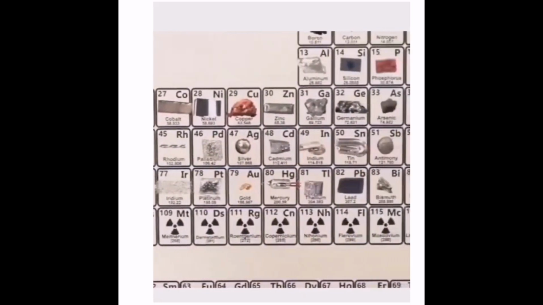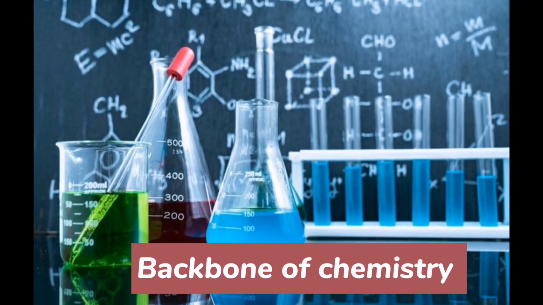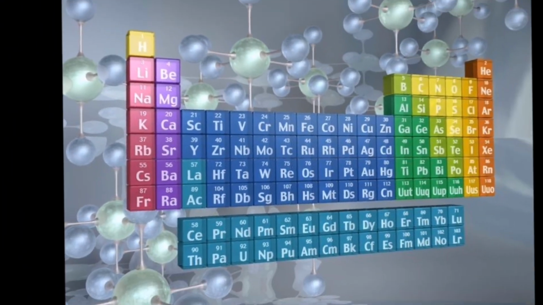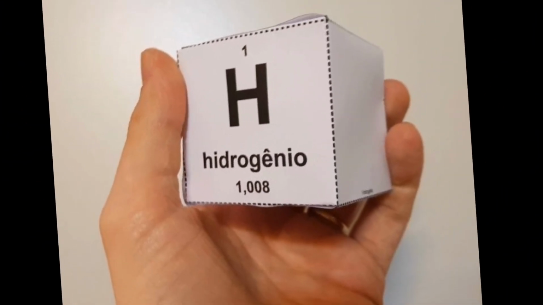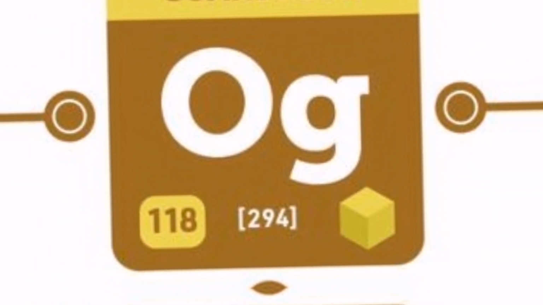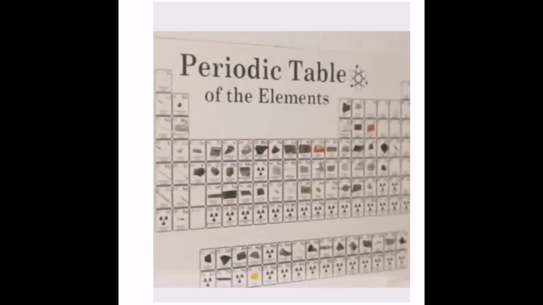What is the periodic table? The periodic table is the backbone of chemistry. A beautifully organized chart, where each element is organized according to increasing atomic number, from hydrogen, atomic number 1, to oganesson with atomic number 118. This arrangement holds the key to their behaviors.